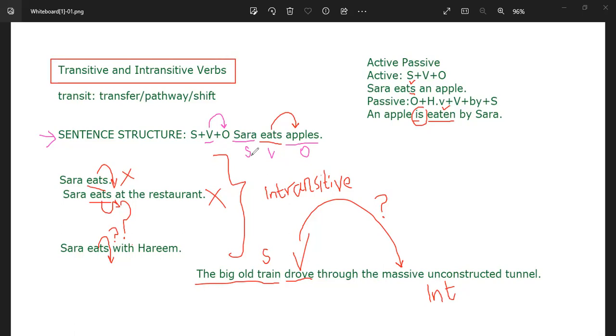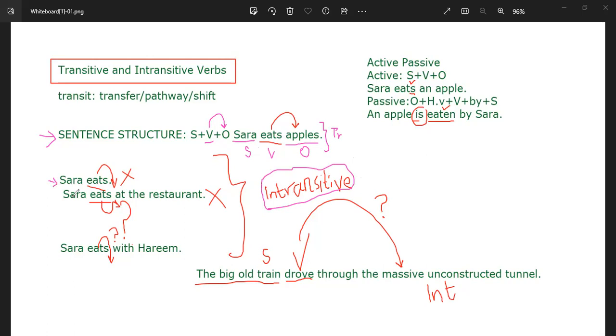Okay, so in this sentence the verb eats is being transferred onto apples. So this is a transitive sentence. This eats over here is a transitive verb. Now, we have some examples in which the verbs are intransitive. The first example is Sara eats. Sara eats is a complete sentence.